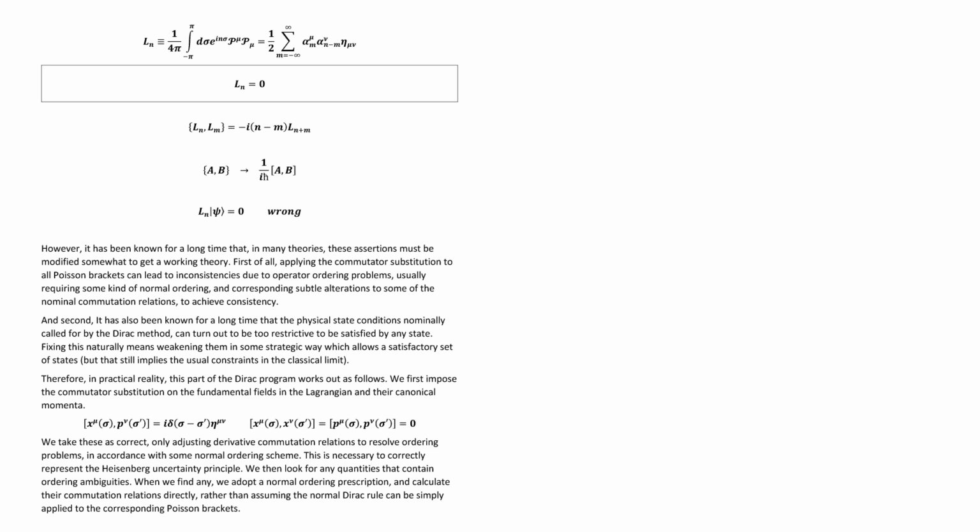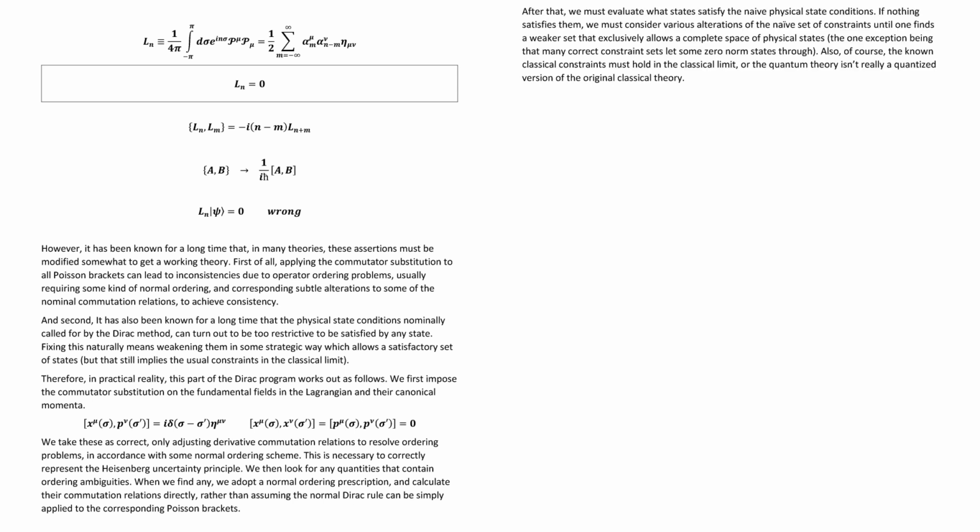We then look for any quantities that contain ordering ambiguities. When we find any, we adopt a normal ordering prescription and calculate their commutation relations directly, rather than assuming the normal Dirac rule can be simply applied to the corresponding Poisson brackets.